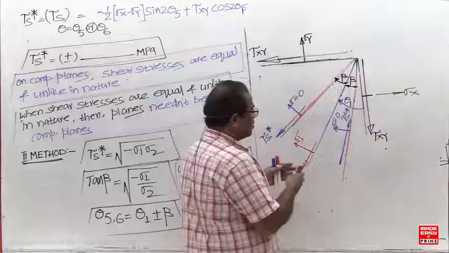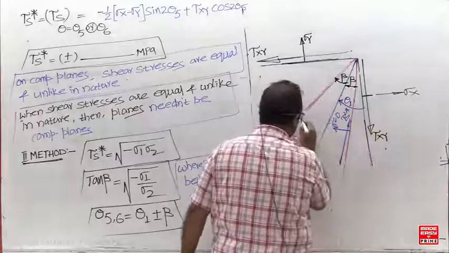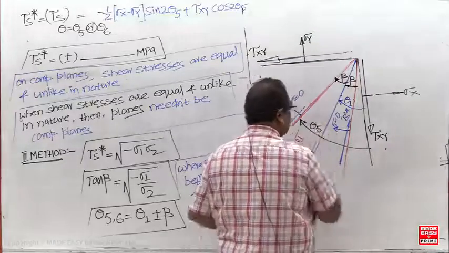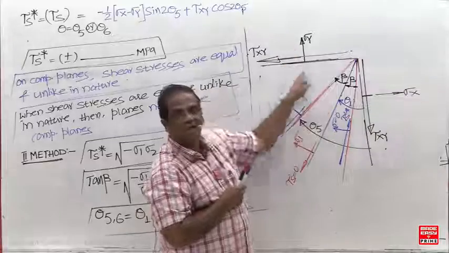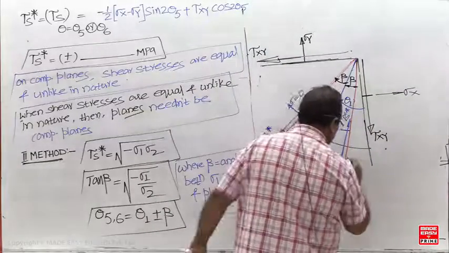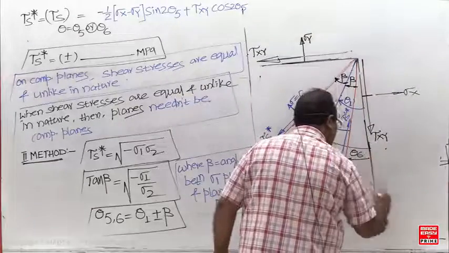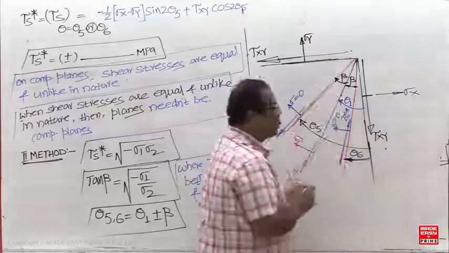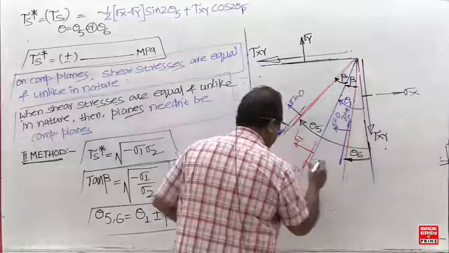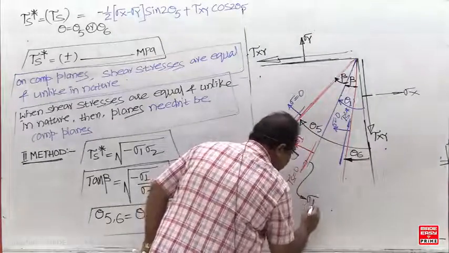Now, how to get this? This is theta 5. So, how to get theta 5? Theta 1 plus beta. Theta 1 plus beta. And what about this value now? Theta 6. Now to get theta 6, theta 1 minus beta. So this plane is which plane now? This blue color plane is what now? Major principal plane.